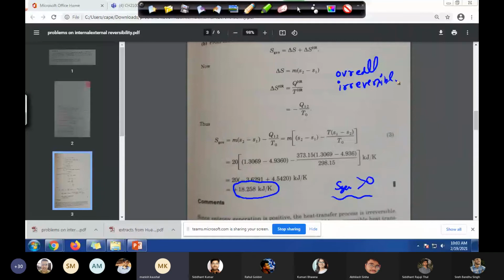And we know that overall irreversible means either internally irreversible or externally irreversible. Sir, externally. Externally, because internally we already said it's a phase change, right? Yes, sir. Phase change. So internally it is reversible, but externally it has to be irreversible. There is no other way. Okay. Yes, sir. Good. Second problem.